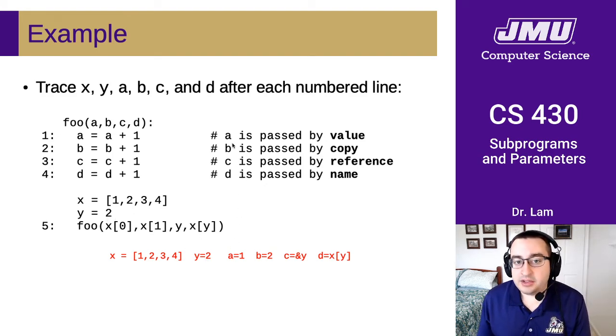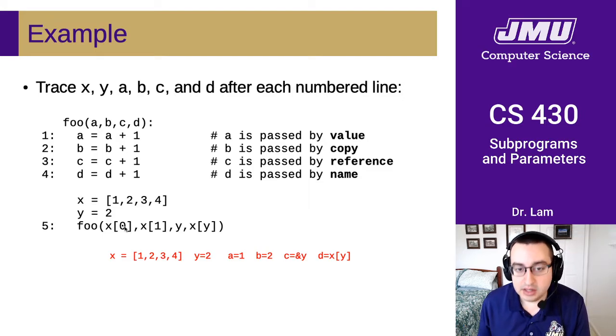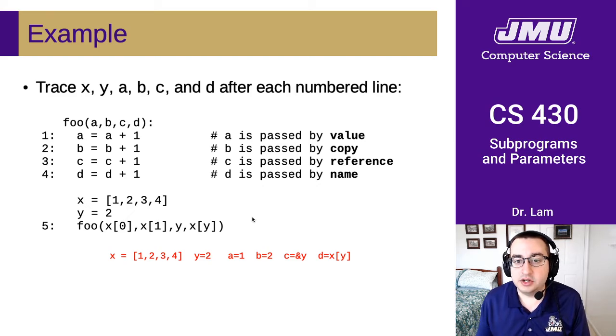A is being passed by value. So what that means is that the value of the actual parameter x sub 0 is copied into A. And so x sub 0 here is 1, so A becomes 1. This is just the normal passing integer numbers around that you're familiar with from C and Java.